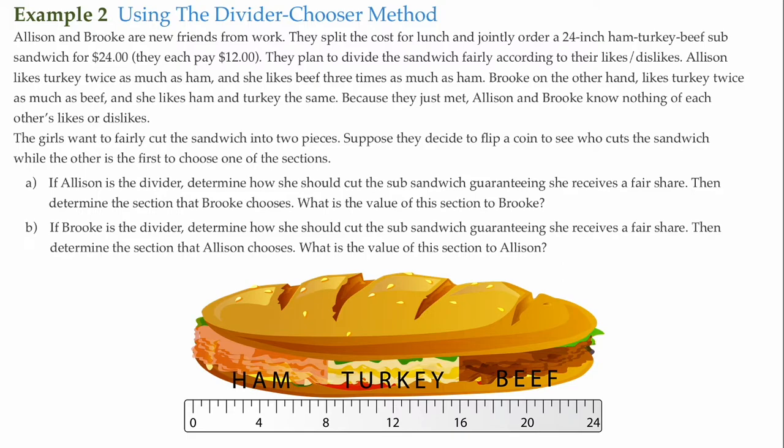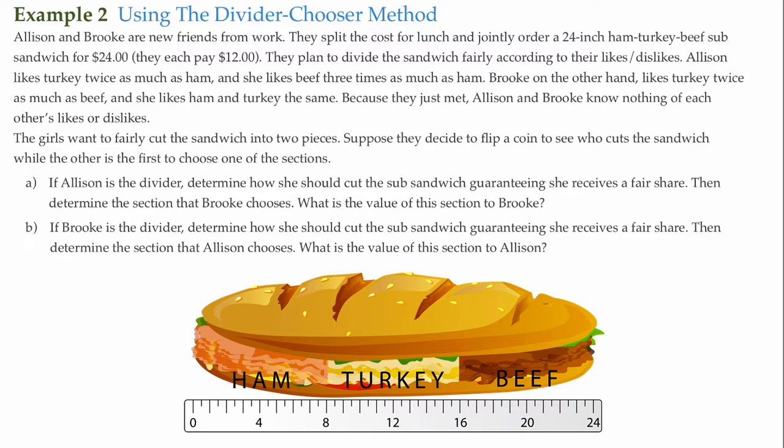So this problem states, Allison and Brooke are new friends from work. They split the cost for lunch and jointly order a 24-inch ham, turkey, beef sub sandwich for $24. They each want to pay $12. They plan to divide the sandwich fairly according to their likes and dislikes. Allison likes turkey twice as much as ham, and she likes beef 3 times as much as ham. Brooke, on the other hand, likes turkey twice as much as beef, and she likes ham and turkey the same. Because they just met, Allison and Brooke know nothing of each other's likes or dislikes.